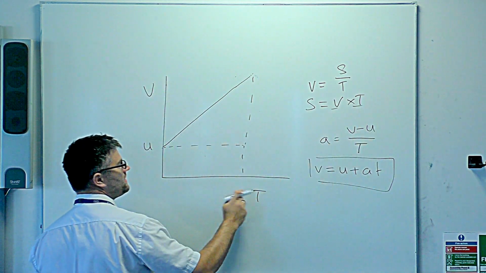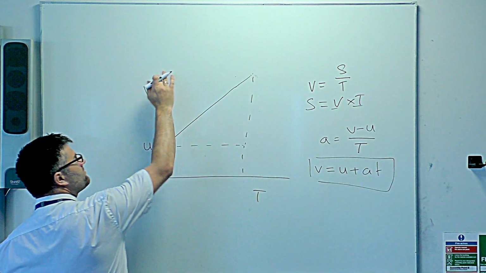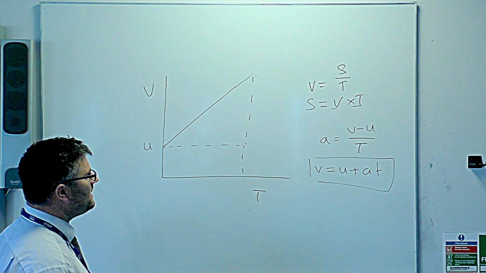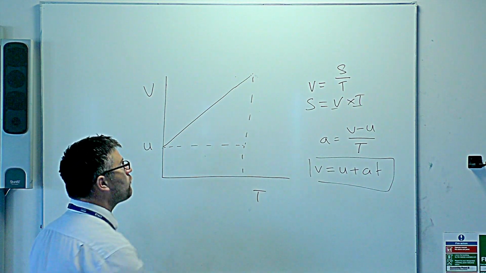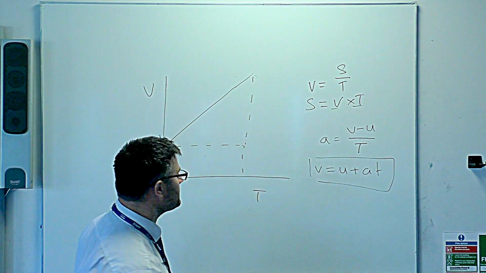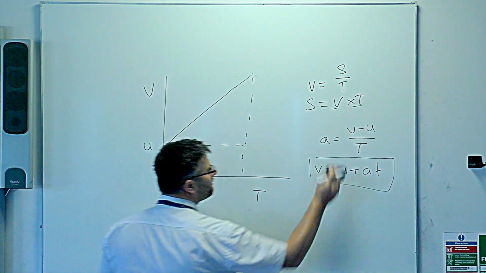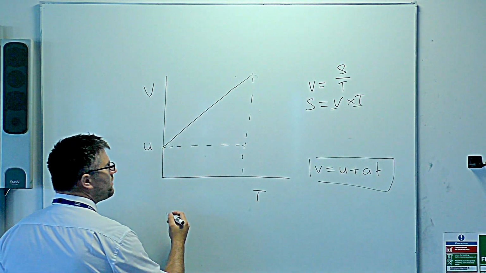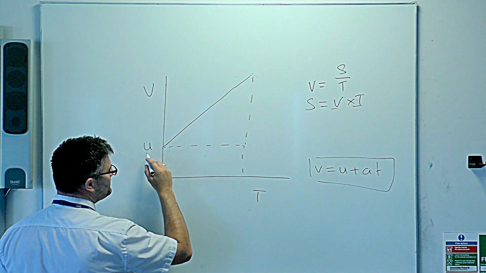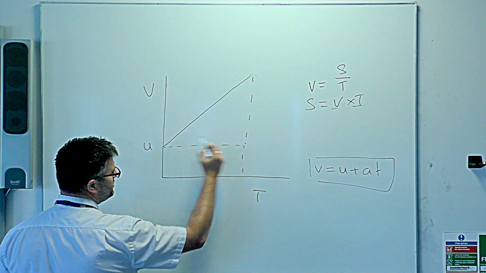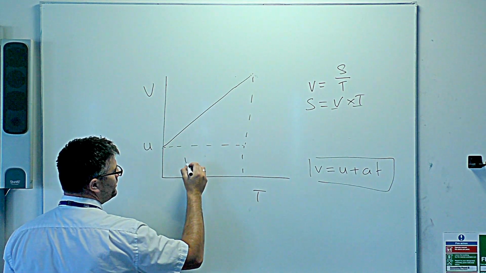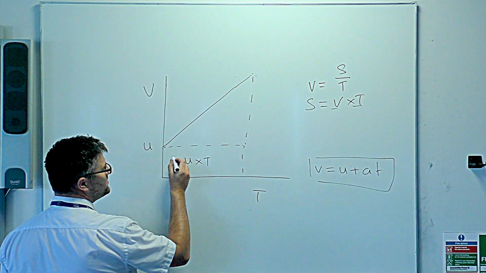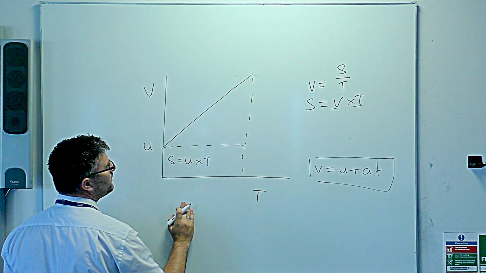However, you can't just do v times t because it's not a square or a rectangle. It's a mixture of shapes. Actually, you've got a right angled triangle and a rectangle. So we're going to break this up. I'll get rid of this because we don't need that anymore. If we look very carefully at this, we can see that this shape right here is u times t, because that's the area under that graph, and that's the displacement for that.